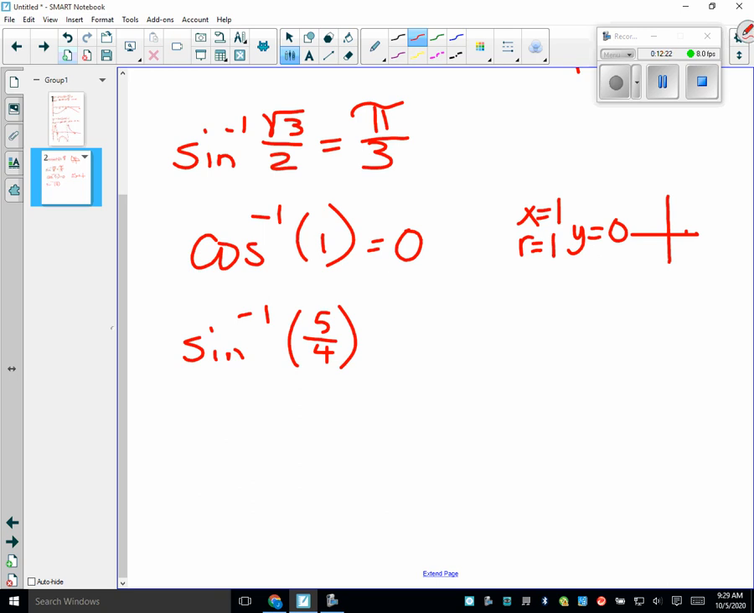What is this? This one's easy. It's undefined. The side can't be bigger than the hypotenuse. I put it in my calculator and I was kind of confused.